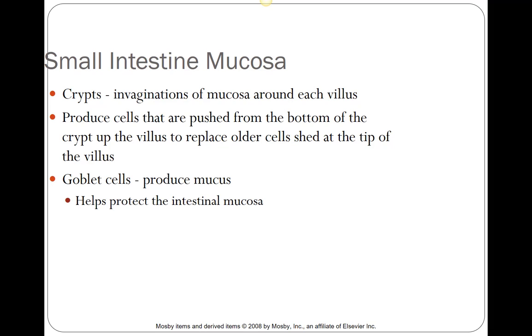So crypts are those invaginations around each one of the villus. They produce the cells that push up from the bottom, replacing the older ones on top. There's also a lot of goblet cells in here too. They're going to produce mucus to help protect the intestinal mucosa, because once again, a lot of these digestive enzymes can be dangerous to the cells themselves. And so you need some of that mucus to help protect them. You don't need so much that you block or interfere with nutrient absorption, but yet you need the right amount at the same time to make sure that these digestive enzymes are not going to harm the digestive system itself.